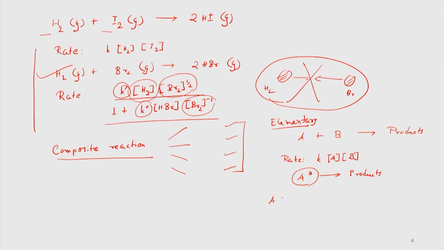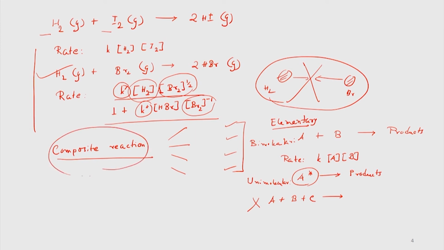Three body collisions like this process, A plus B plus C, are extremely rare. We just won't consider it. So, we will not say that this kind of elementary reaction exists. So, elementary reactions we will always say that it is either bimolecular or it is unimolecular. So, we will be discussing unimolecular and bimolecular elementary reactions.